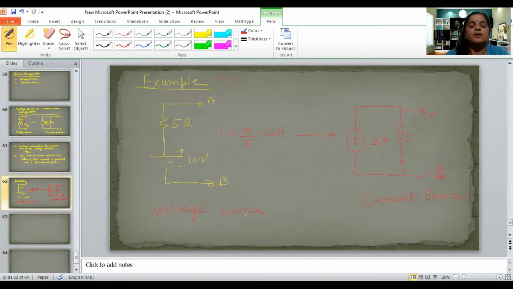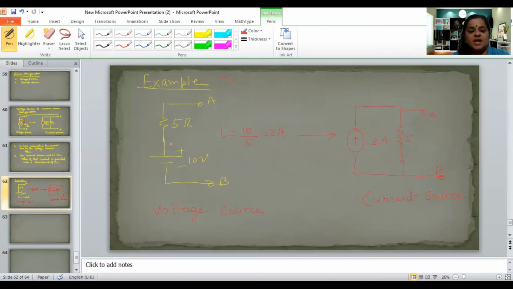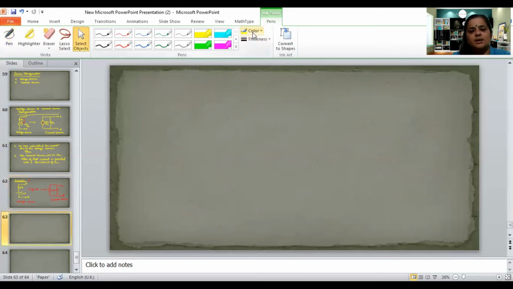Please mind it, the voltage source can only be converted into a current source when you are having this kind of combination. Whenever there is a resistance connected in series with a voltage source, then only the voltage source can be converted into a current source. Okay. Now let us see the reverse conversion, that is current source to voltage source conversion.